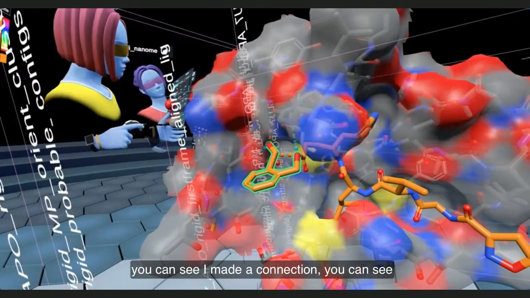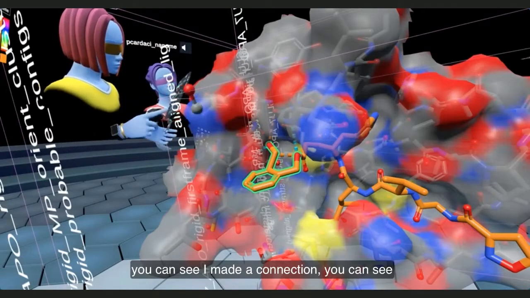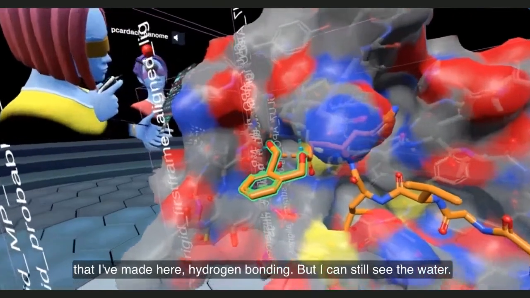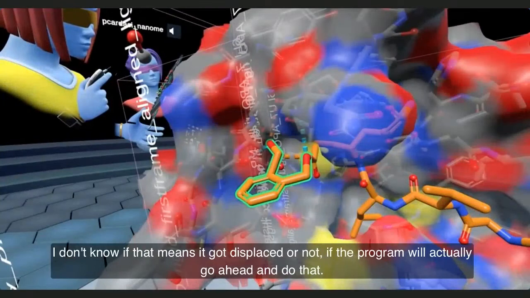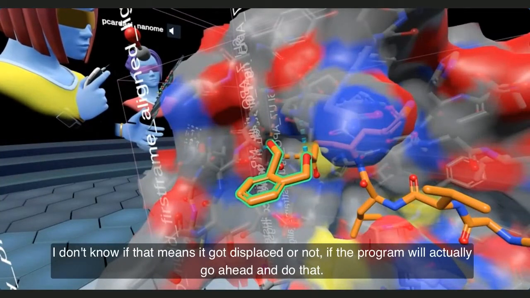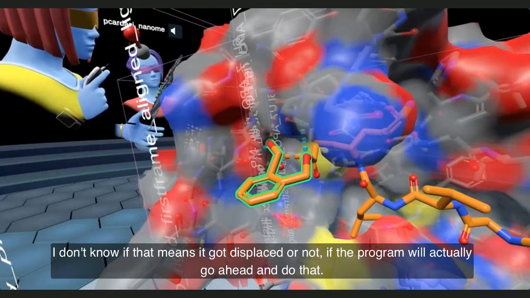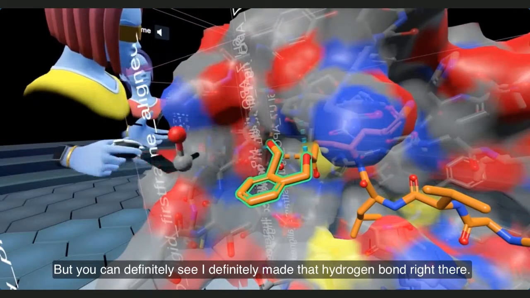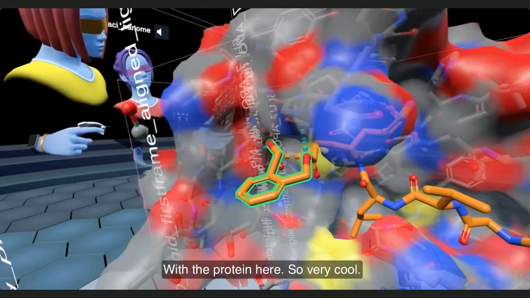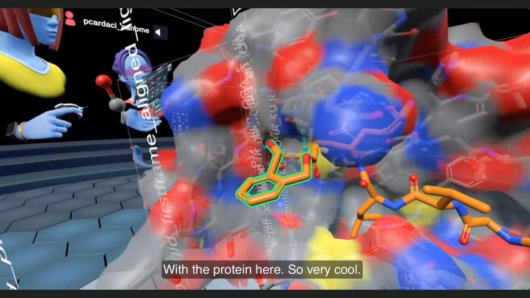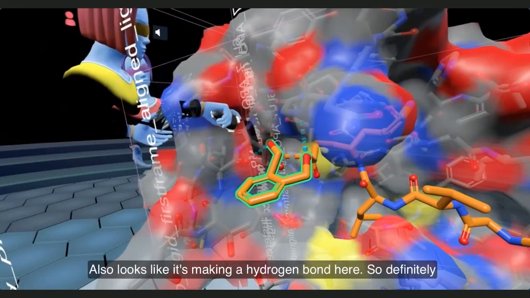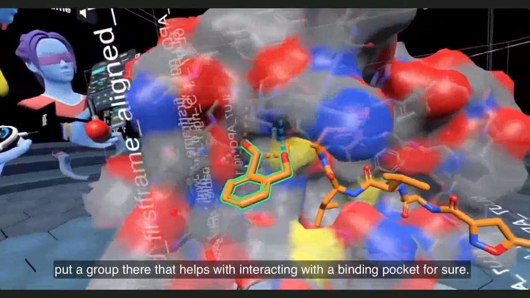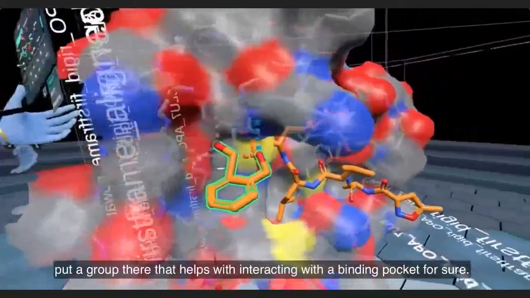And you can see I made a connection. You can see that I've made hydrogen bonding, but I can still see the water. I don't know if that means it got displaced or not, if the program will actually go ahead and do that. But you can definitely see I made that hydrogen bond right there with the protein here. Very cool. Also looks like it's making a hydrogen bond here. Definitely put a group there that helps with interacting with the binding pocket for sure.